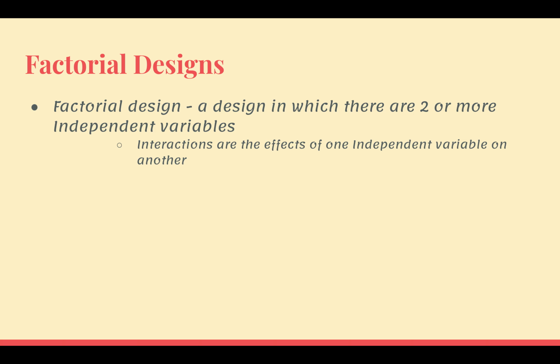When there are multiple independent variables in the design, one comes across a factorial design. A factorial design is a design in which there are 2 or more independent variables, also known as factors. On the topic of factorial designs, it's important to know that interactions are the effects of one independent variable on another, and they can either be spreading or crossover.